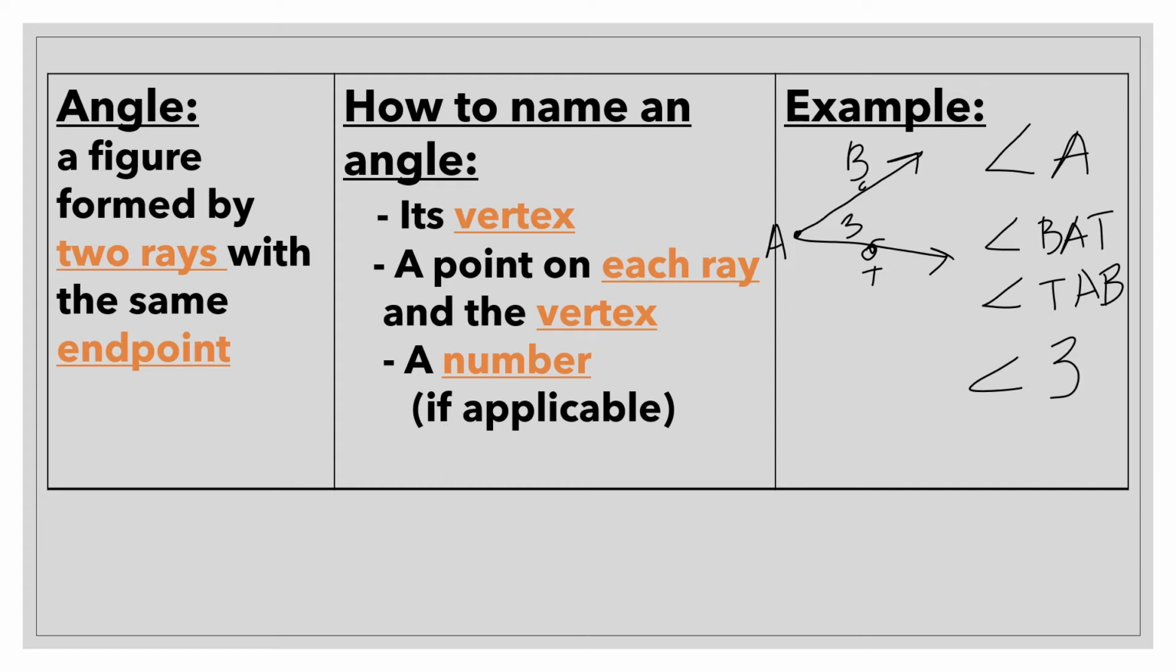So for pretty much every angle, there are 4 ways to name it, depending on how you put your letters in order. For the second option here, a point on each ray and the vertex, you have 2 different types there that you could do. You could do it in one direction, name it, or do it in the other direction and name it.